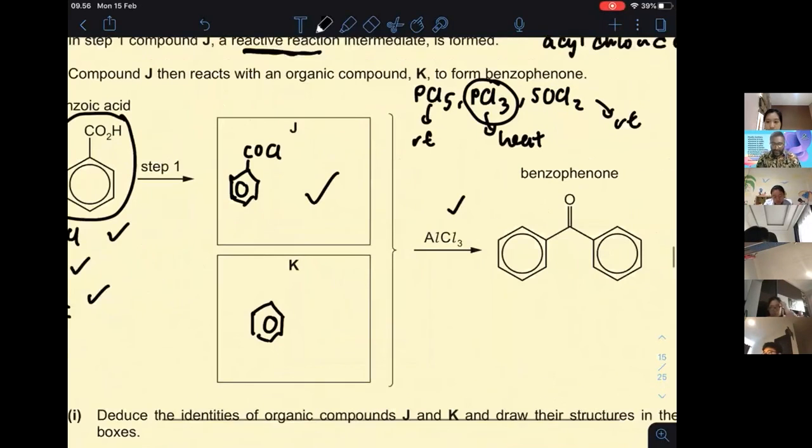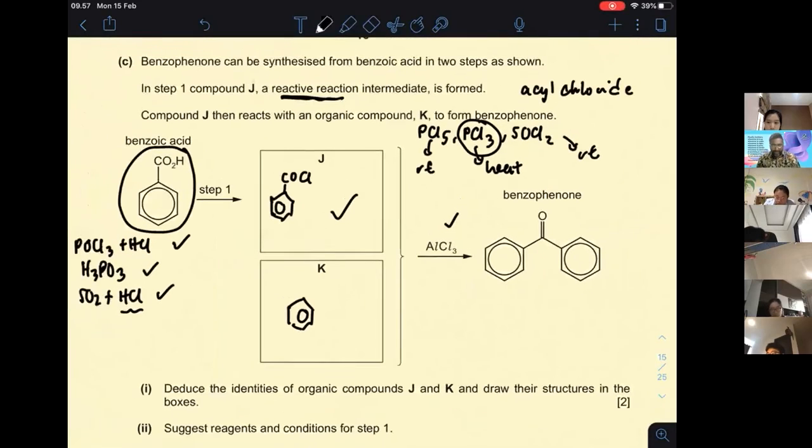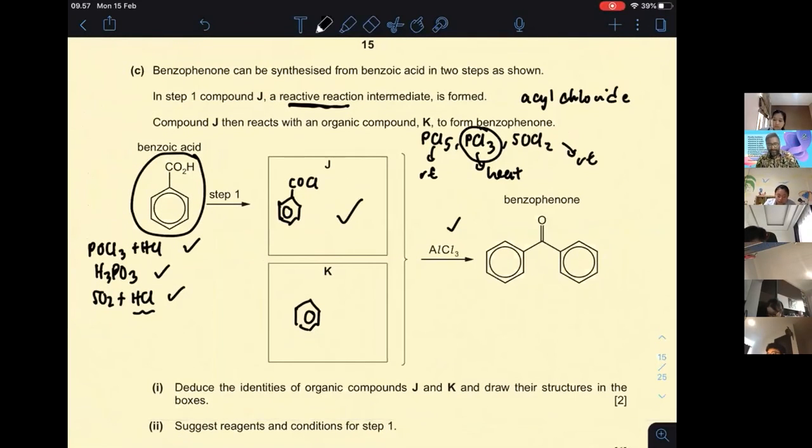Okay, these 3 things can react with bromo. They can react with the acyl chloride. They can also react with halogenoalkane, because we have learned about this in halogenoalkane. Okay, please take note of that. Now, next is going to be the reactive intermediate.